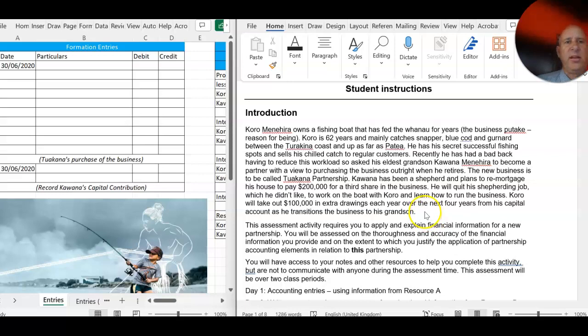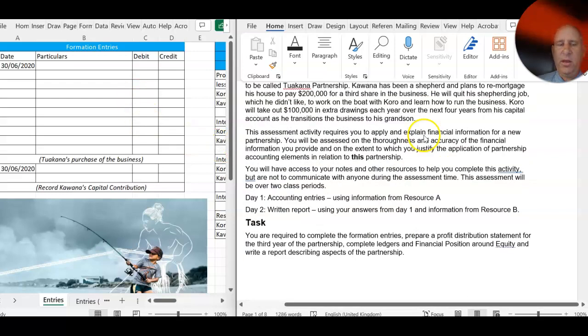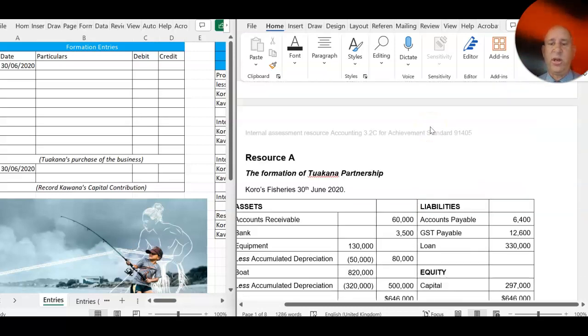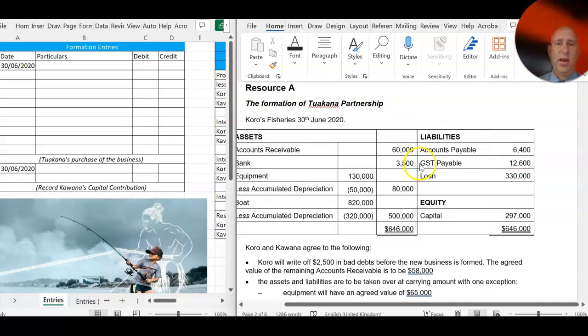What we're going to do in this video is look at the formation entries and the entries for profit distribution. If you can open up those files and work through as well. It's on video, so you can press pause and slow down as we go. So first thing we're going to do is the formation entries. We've got here Koro's original business called Koro Fisheries, and we're going to bring in Kawana.